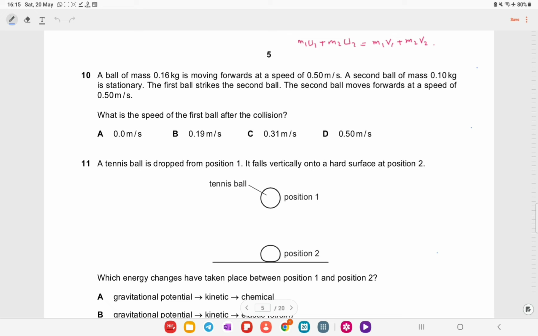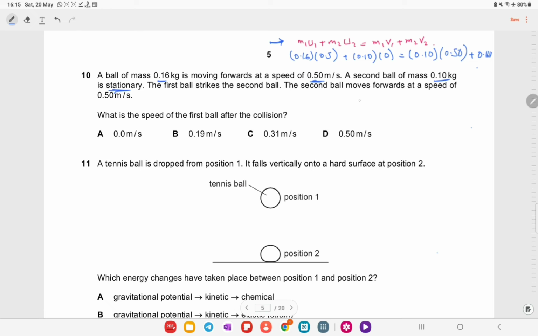So we are going to apply the law of conservation of momentum, and let's put the values into this. So this is going to be 0.16 times the velocity 0.5, the mass of the second ball is 0.10, and its velocity is stationary, so you have to write 0. Then it's going to be 0.10 times 0.50 plus 0.16 v. Okay, this is what is required.